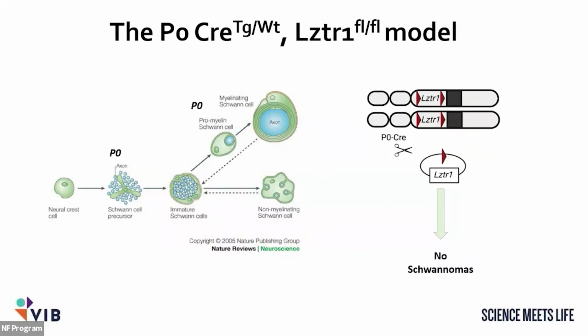So then we decided to use a more specific Schwann cell model. We chose and decided to go for P0-Cre. In this case, we generated P0-Cre and got a complete loss of LZTR1. Again, we were monitoring these mice and got no schwannomas.